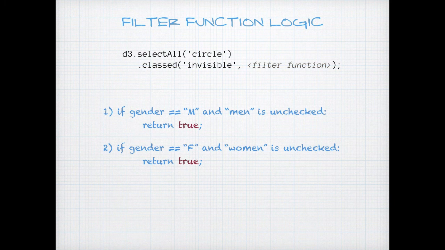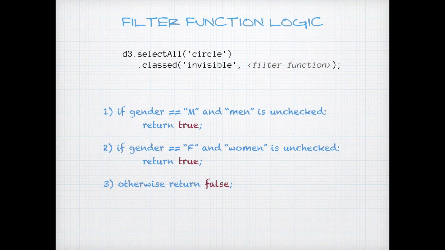Now, if any of those two things are false, if none of those hit and we fall through, so let's say the gender equals F, true, however, the women checkbox does have a check mark in it, then that conditional on line 2 there will be false and will fall through, so every other time return false. So anytime either men or women is checked, those conditionals will be false and we will not apply the class called invisible to those circles.